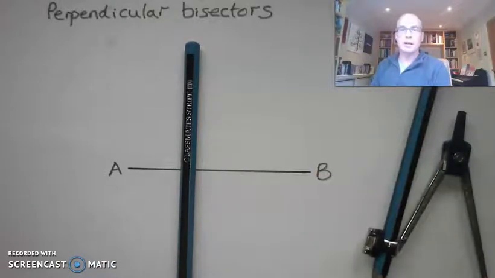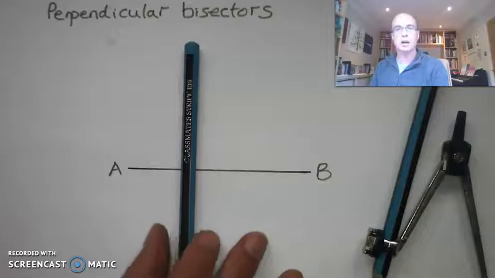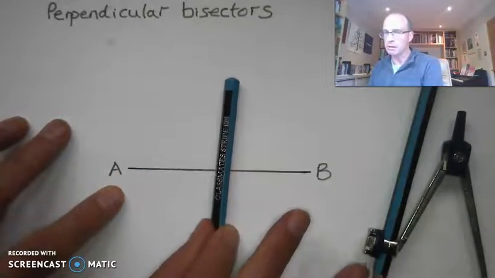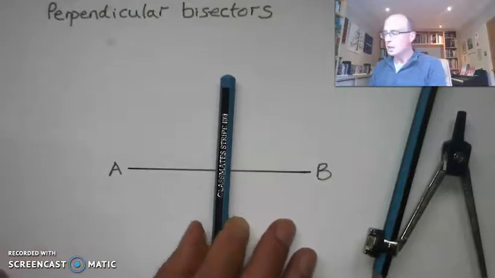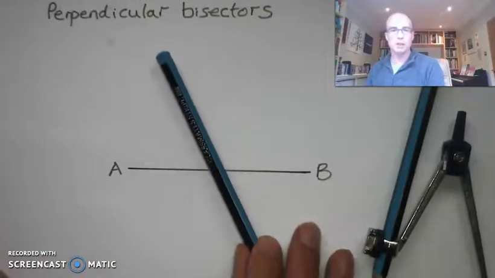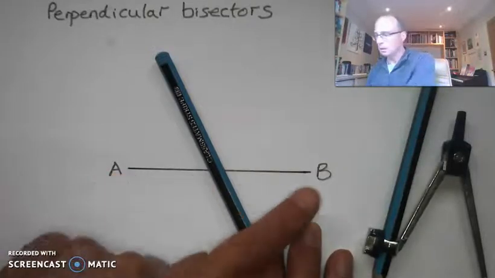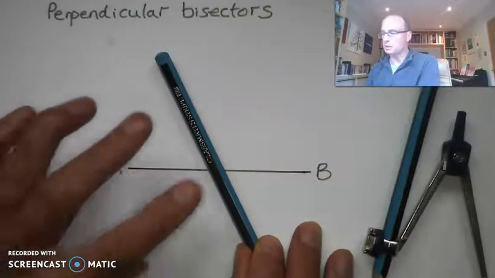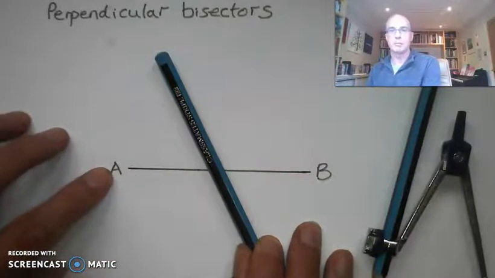A bisector is exactly the same as with angles, where we chop that one in half. I'm going to be doing the same, but this time to my line segment. So my line segment A to B, I want to chop that in half. So if I drew a line like this, this would be a bisector because it's chopping AB in half, but it wouldn't be a perpendicular bisector because it's not at right angles to AB.